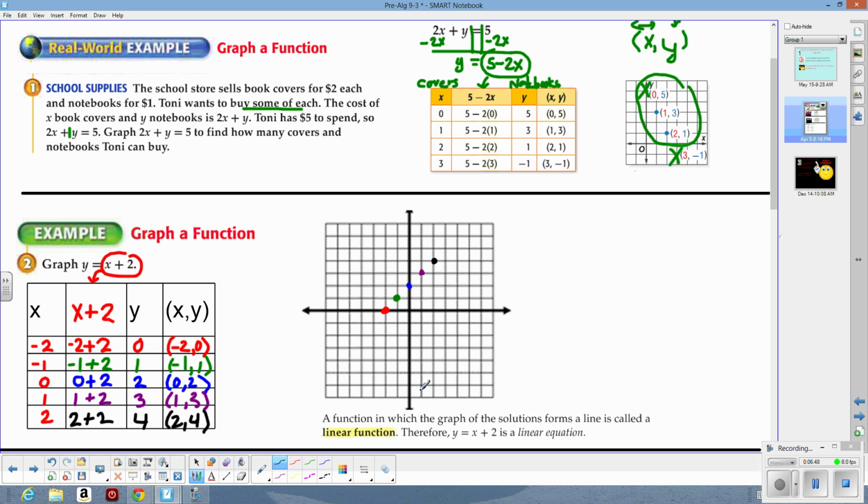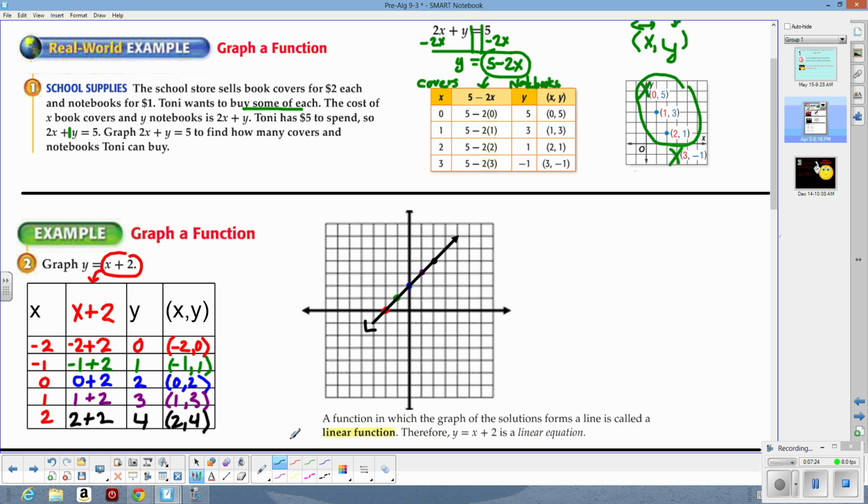Now you'll notice that those points all fall in a straight line. I'm going to go ahead and connect them with a line. I didn't connect my points in the first example because you couldn't buy half of a notebook or half of a book cover. But since there is no context attached to this equation, we could plug in any number we wanted for x, including fractions and decimals. So it is also including all these points in between the ones that we plotted.